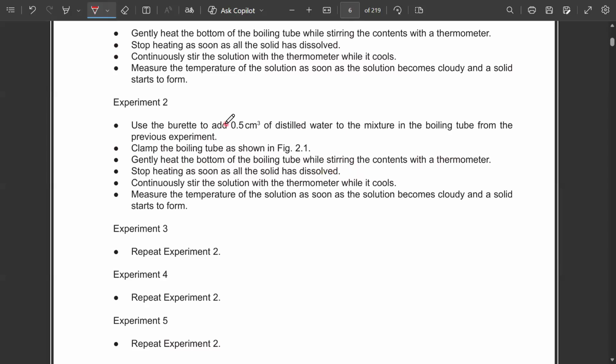Now, basically, you have added some more distilled water, and again you heat the boiling tube to dissolve the ammonium chloride, and stop heating once all the solid has dissolved. Continuously stir the solution with the thermometer while it cools. Measure the temperature of the solution as soon as the solution becomes cloudy and a solid starts to form.